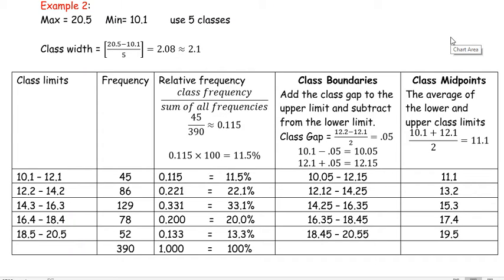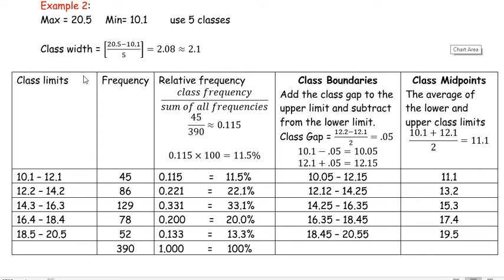Hi, I'm Carly McAvoy. I wanted to do another example of a frequency distribution table, this one having numbers that are to the tenths instead of whole numbers. So I didn't give you the whole data set. But what I have told you is what the maximum value in the data set was and what the minimum value, and I'm saying to use 5 classes.